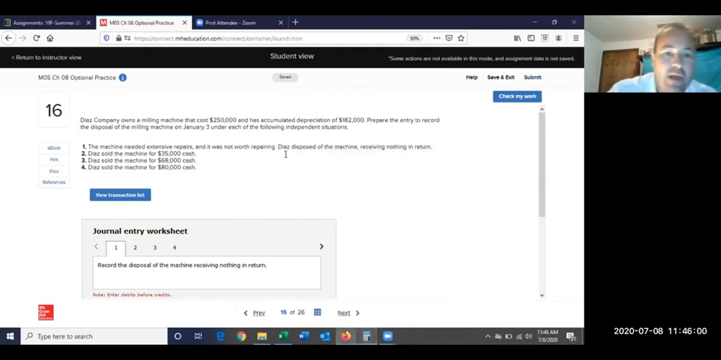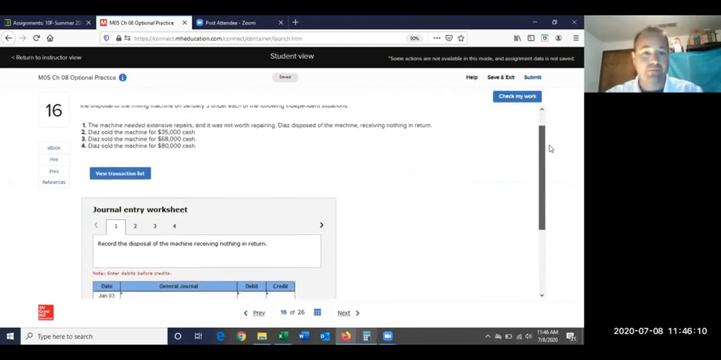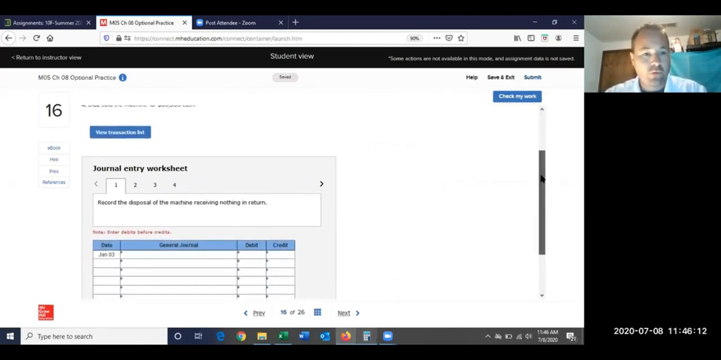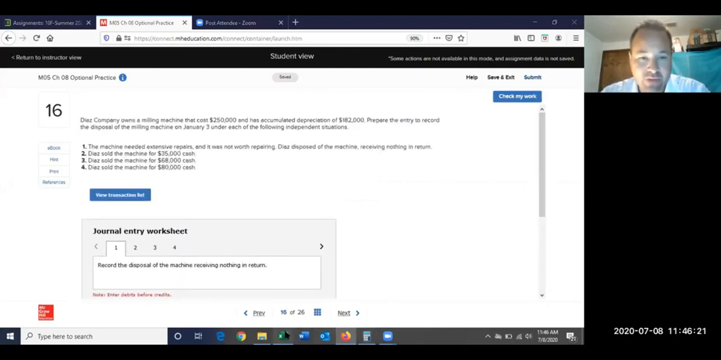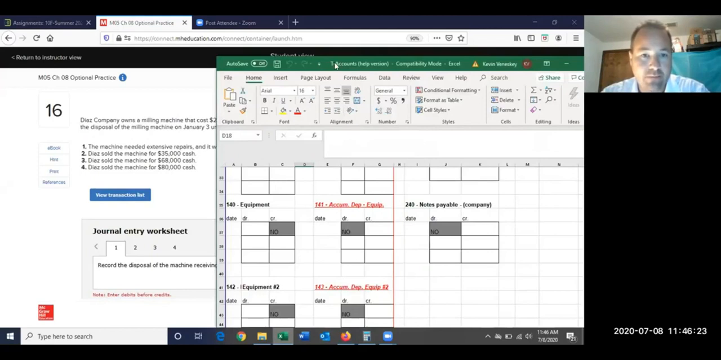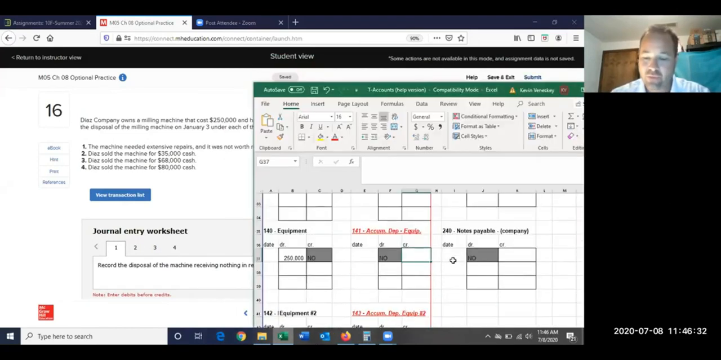Oh, the first one here, it was needing extensive repairs, so nothing was received, kind of like throwing it out. So all of it was a loss. So what we're doing, what did we get? Nothing. So cash is nothing. Now, this is where it might help to have a T account up. We had $250,000 equipment, accumulated depreciation of 182.